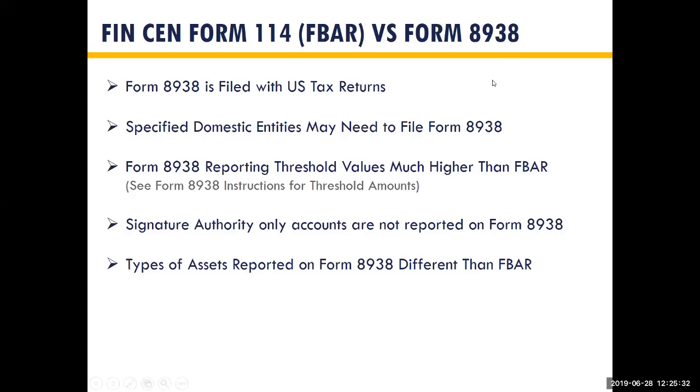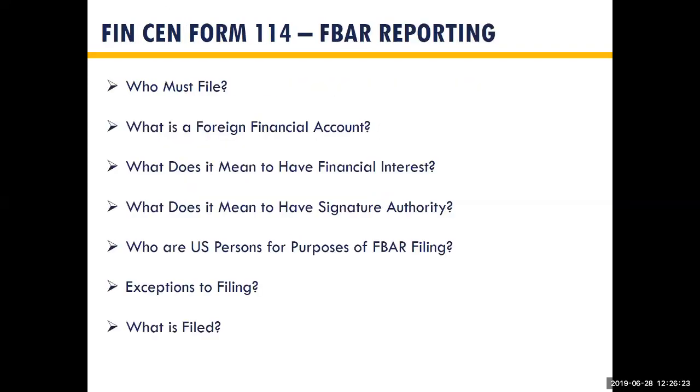Under the FBAR, what's filed? It's the maximum balance of the account that gets reported. You basically need to get periodic statements during the year, and you figure out what is the maximum balance of those accounts. You report the bank name, the address, the account number. It's pretty limited information. It's significant information that gets put down, but it's not very much in volume that's required.